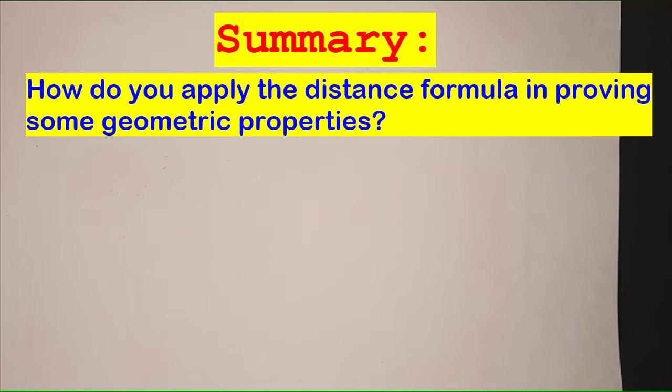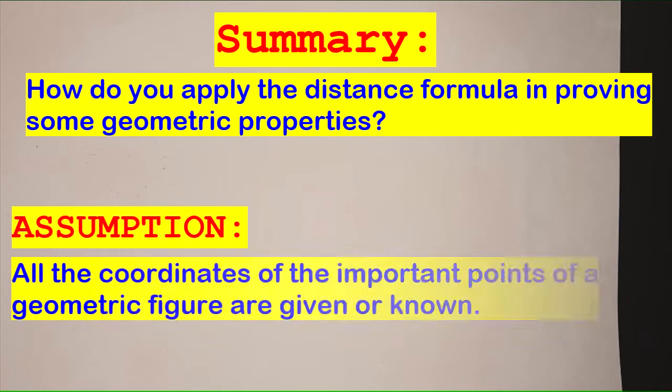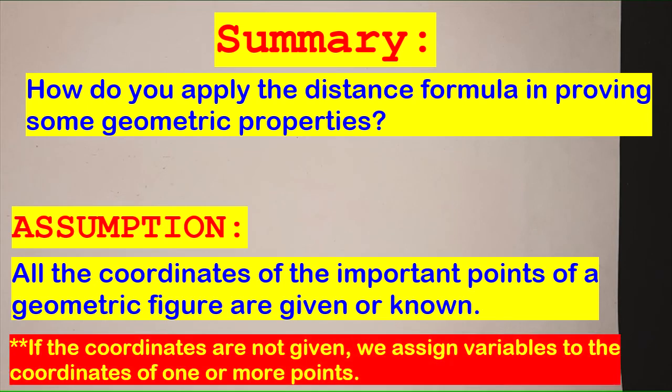Okay? To summarize this lesson, okay, how do we use the distance formula in proving some geometric properties? So, ganito yon. Okay? Our assumption here is all the coordinates of the important points of a geometric figure are given or known. Ano yung mga important points na yon? Ano yung mga coordinates na yon? Like the vertices of a geometric figure. Okay? Pwede ring center of the circle. Dapat alam natin yung mga coordinates, yung mga x coordinate and y coordinate. Kung hindi specific point yon, pwede namang mag-assign tayo ng mga variables. Okay? For the x coordinate and the y coordinate.